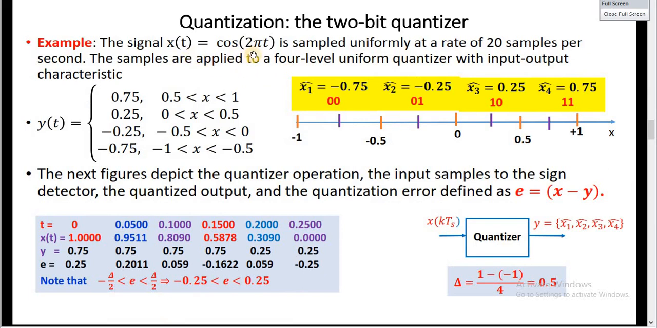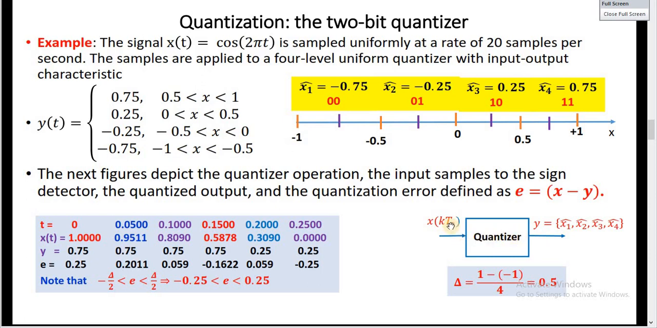Now let us repeat the same example, but instead of having just two levels, we will assume that our quantizer will have four representation or four quantization levels. The signal x of t equals cosine 2 pi t is sampled uniformly at a rate of 20 samples per second. The samples are applied to a four-level uniform quantizer with input-output characteristic of the form y of t equals 0.75 for values of x between 0.5 and 1, 0.25 for x between 0 and 0.5, minus 0.25 for x between minus 0.5 and 0, and minus 0.75 for values of x between minus 1 and minus 0.5.